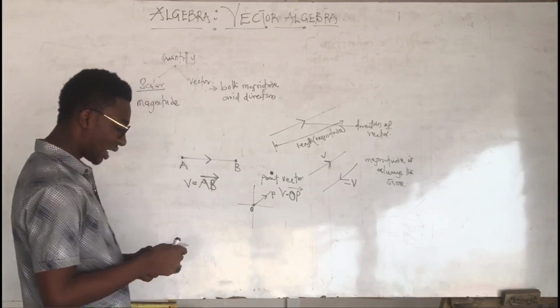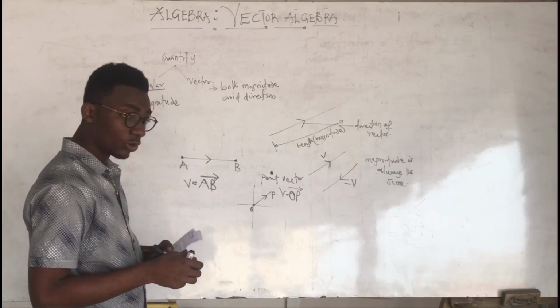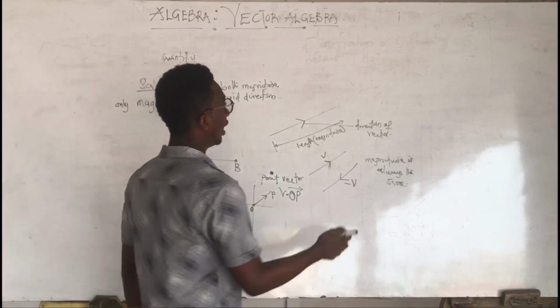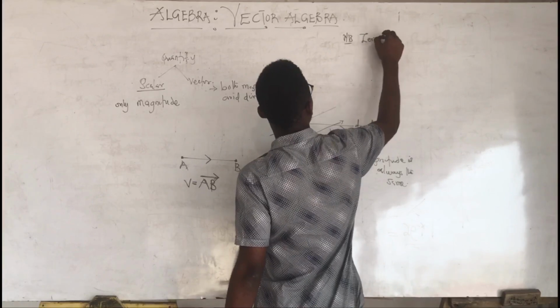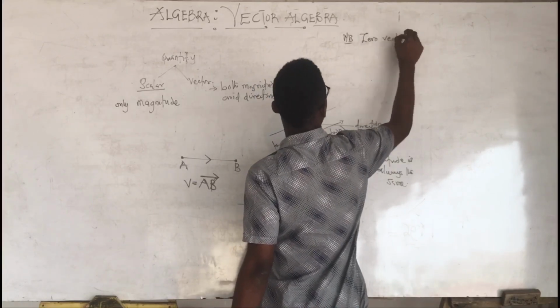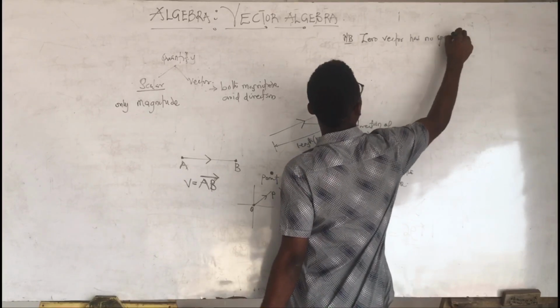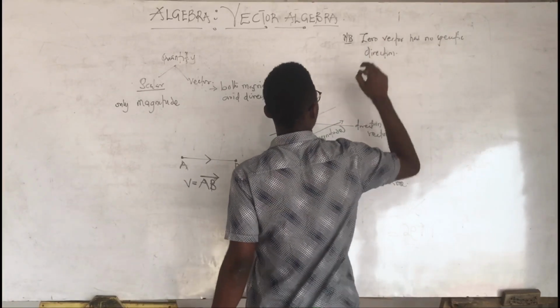Now, a zero vector is the only vector with no specific direction. Anytime there is a zero vector, you have to keep in your head that it has no specific direction.